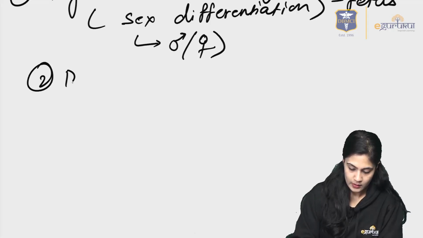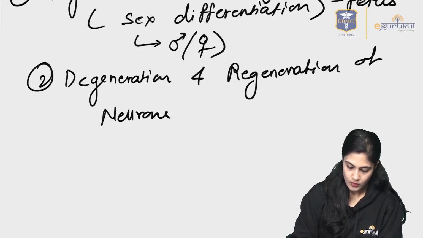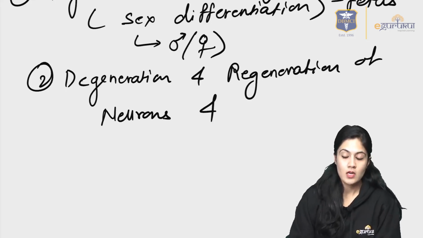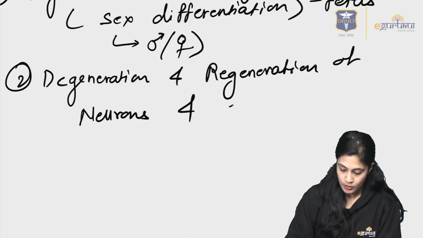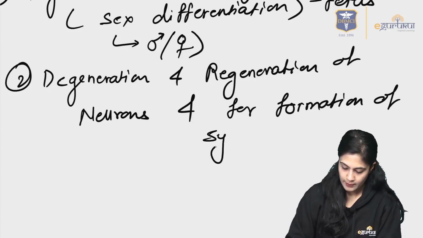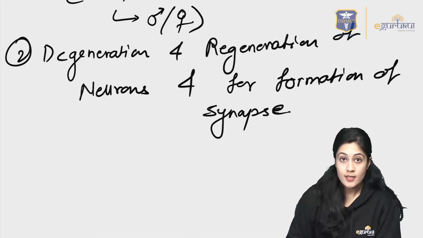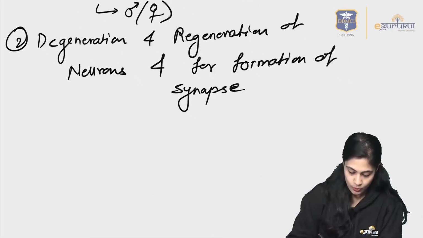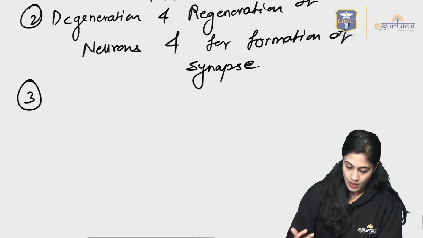What next is degeneration and regeneration of neurons. Remember, a very important function of apoptosis is the degeneration and regeneration of the neurons and the formation of synapses. This is a very interesting fact which we are going to discuss in the CNS. So we wait for the CNS, but for now you should know that for regeneration and degeneration of the neurons and for the formation of the synapse, apoptosis is important.